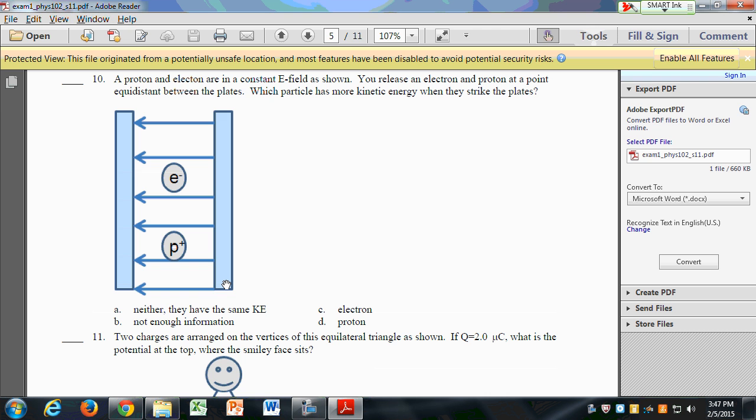Similarly here, these two charges, an electron and a proton, are moving across a potential difference. Which particle has more kinetic energy? Remember, potential is energy per charge. The potential difference is the same for both. The charge is the same for both, so the energy is the same for both. This is straight out of concept test.